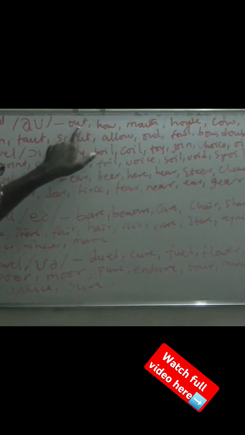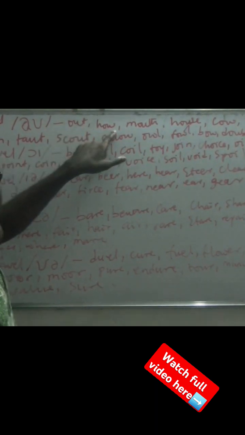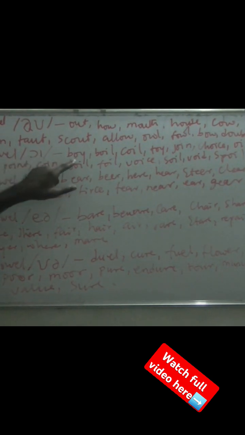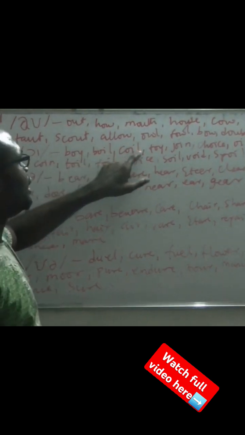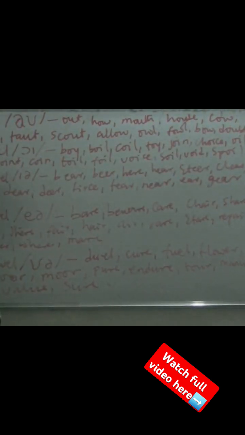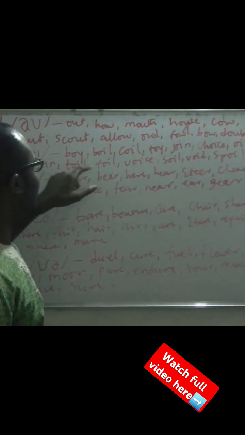Mostly when you have O-U and O-W, isn't it? O-U and O-W. Now we have vowel sound, vowel 17. Oi, this is the O sound, right? And this is the E sound, right? So oi, isn't it? As in what? Boy, coin, toy, join, choice, oil, noise, point, foil.